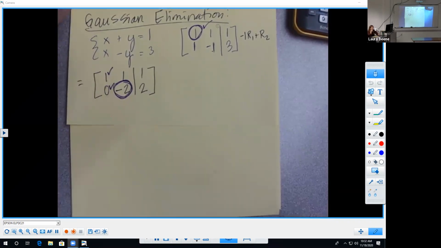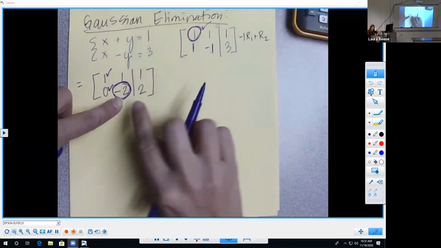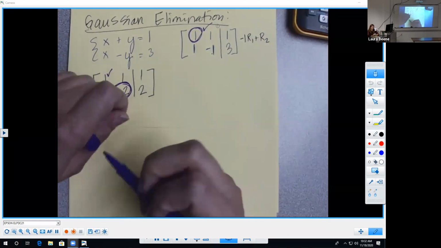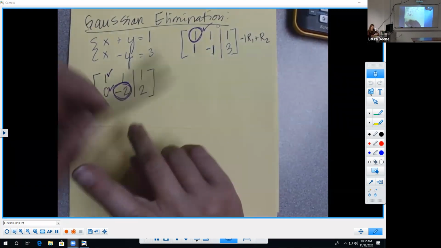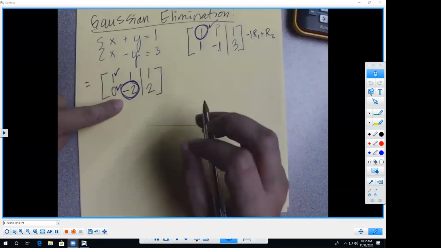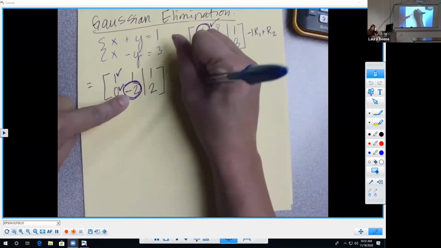It'd mess up everything we just did. So don't switch rows to try to get a 1 here. Instead, I'm going to multiply this or divide this by something to turn it into 1. What do I need to multiply by to turn it into 1? -1/2, right, to get +1. So I'm going to multiply this by -1/2 times row 2.